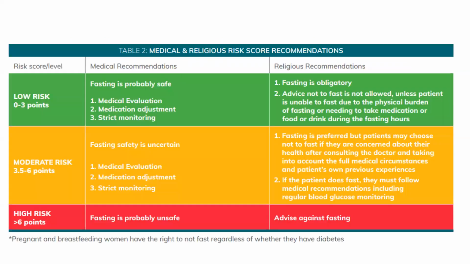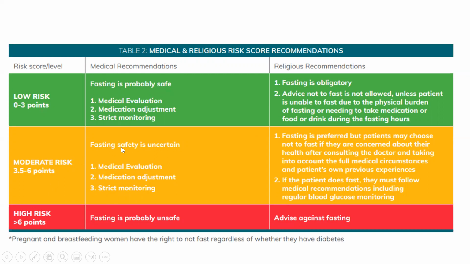So what do these categories mean? Basically, low risk means, in terms of medical and religious recommendations: medical recommendations, low risk, fasting is probably safe. Religious recommendations, fasting is obligatory in this regard. Advice not to fast is not allowed unless the patient is unable to fast due to the physical burden of fasting or needing to take medications or food or drink during fasting.